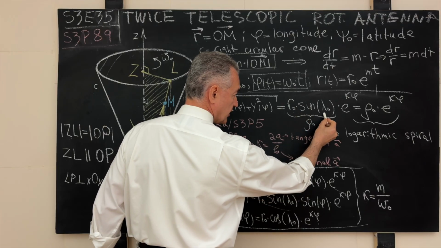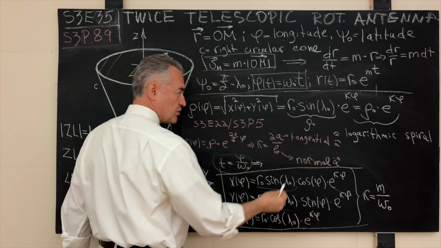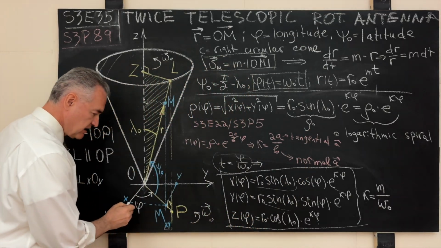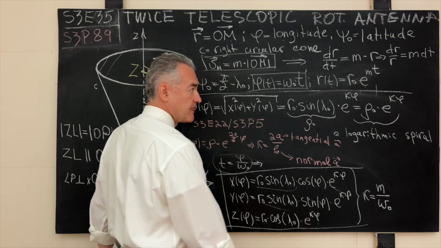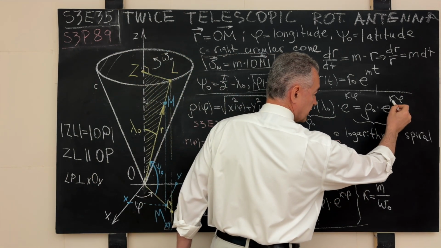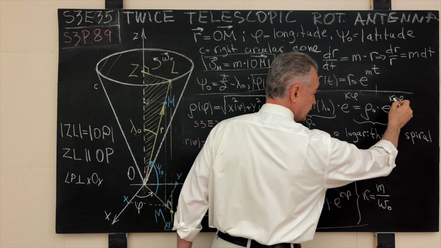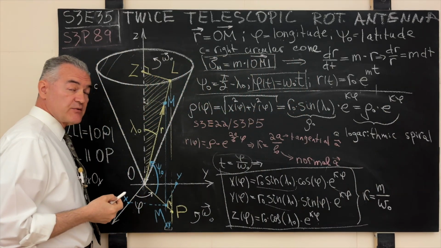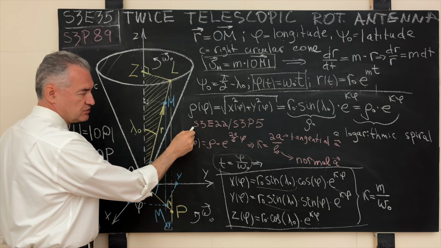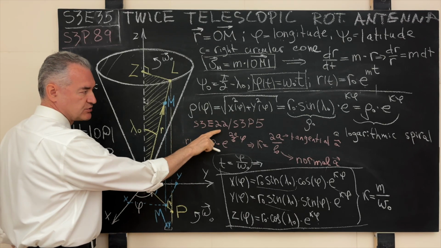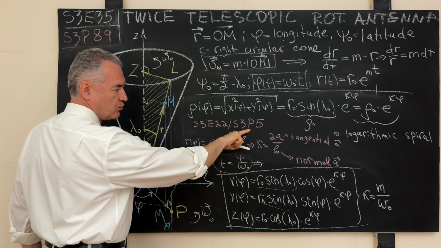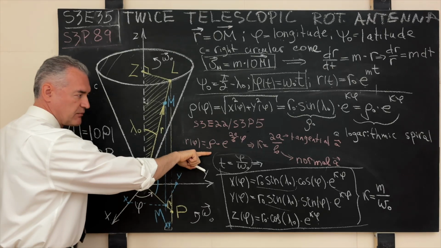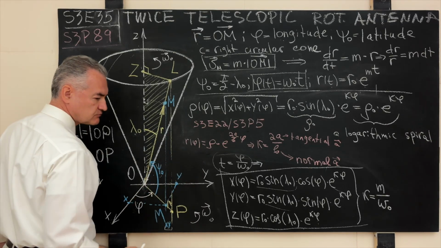R0 times sine of lambda 0. This is a constant real number, which represents the initial position of the point Mxy in the x-y plane, times e raised to the power k times phi. And what is this? Well, this is actually a logarithmic spiral. So we solved this problem in season 3, episode 22, while we were working on the solution of the physics problem S3E35, and over there we came up with this equation over here.